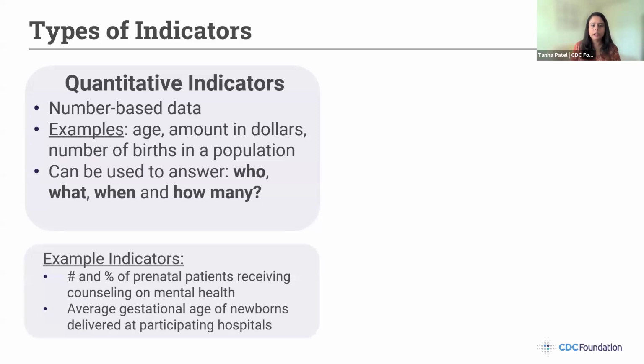Examples of quantitative indicators are the number and percentage of prenatal patients who receive counseling on mental health. Another example is the average gestational age of newborns delivered at participating hospitals.